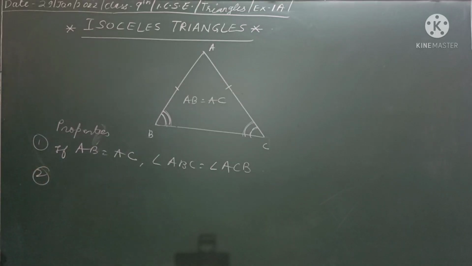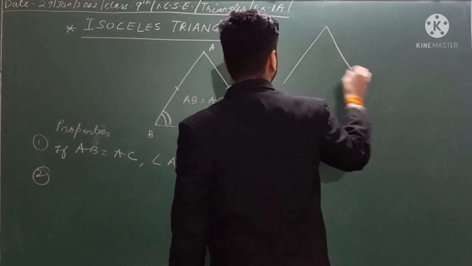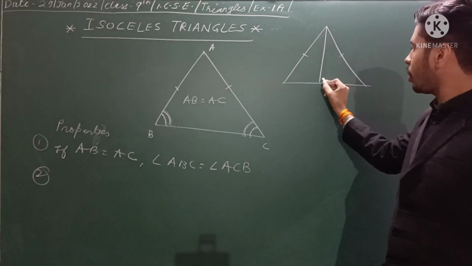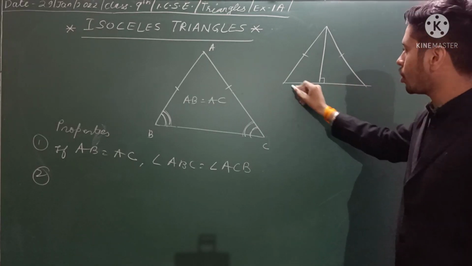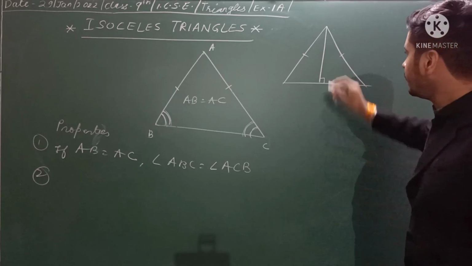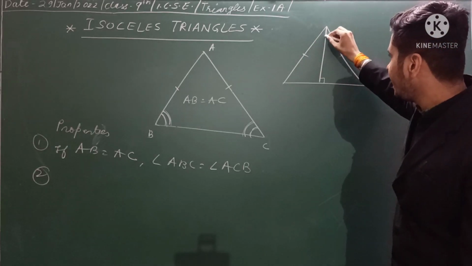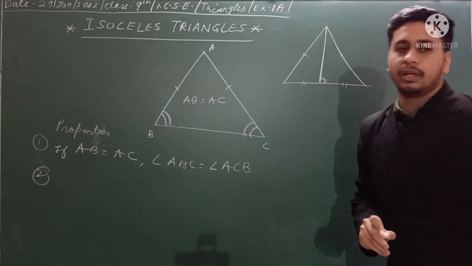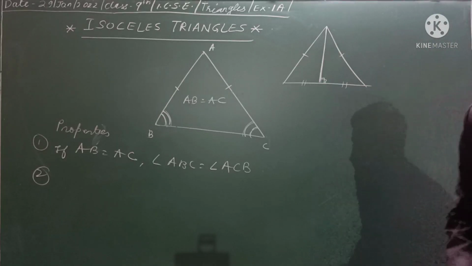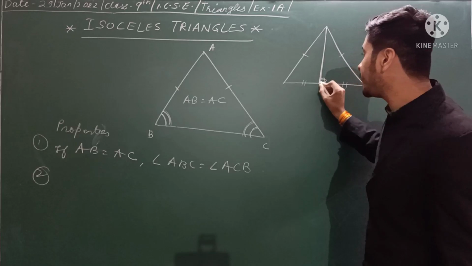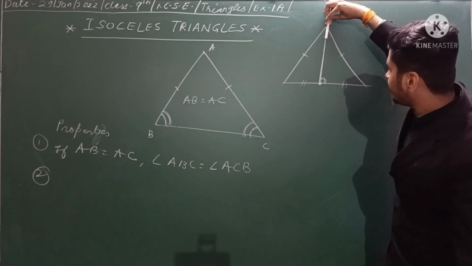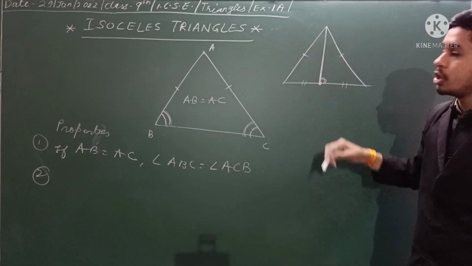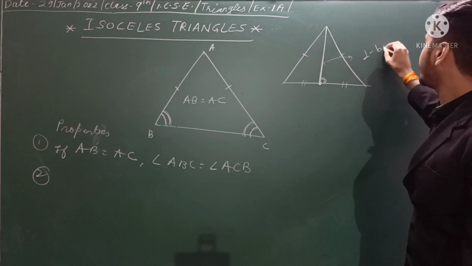Then what is the second property? That in an isosceles triangle, if I draw a perpendicular on the base, try to understand, if I draw a perpendicular like this, then this perpendicular will divide the base into equal parts. That means it will fall on the midpoint of the base. Whatever perpendicular we drop from here will fall on the midpoint of this base, and this line is called the perpendicular bisector.